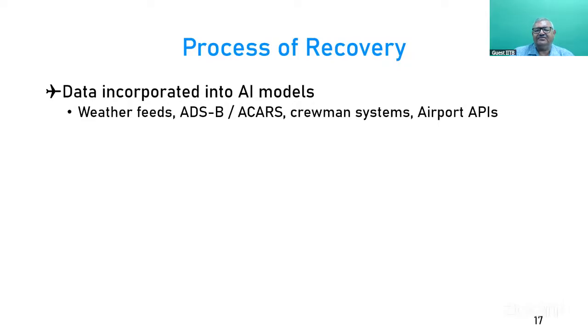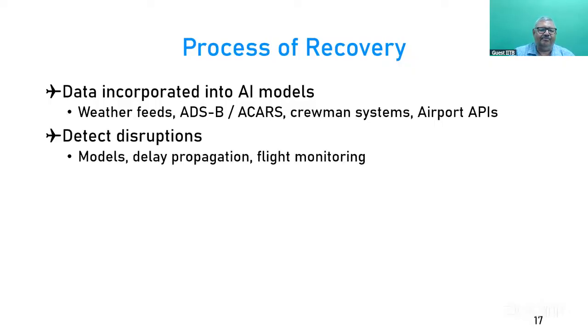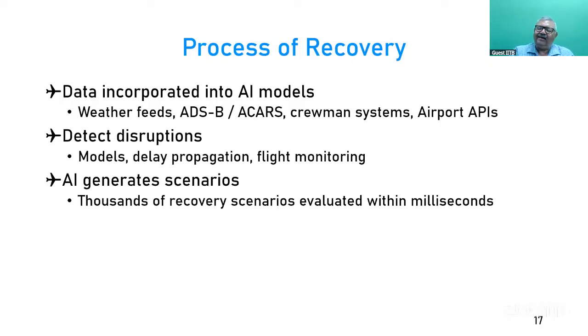So then there are crew management systems. These are related to the group of crew members. When data is available from all of these, you will be able to incorporate them in the model, and that can be used to predict the upcoming IROPs. By monitoring this data, AI tools can detect disruptions on the fly, and therefore they can help in a quick response. AI can also generate scenarios of what kind of situations will happen. Looking at multiple factors, they can generate scenarios in milliseconds and give the options to the planner.